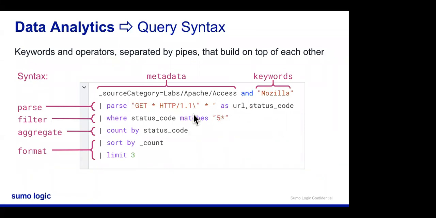And then we can filter. Then we can aggregate. Then we can format. So this is typically the process that normally happens. Metadata and keywords, then you parse, then you filter, then you aggregate, then you format.